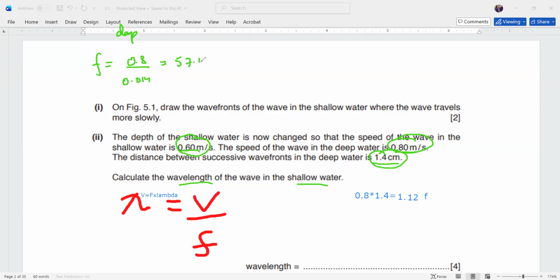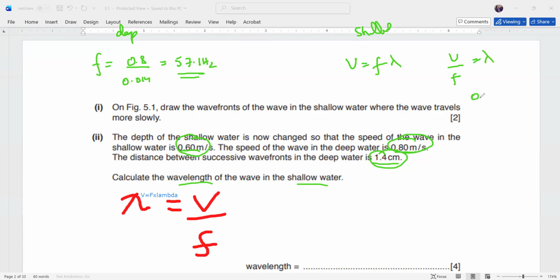57.1 hertz is the frequency of this wave in the deep. What will the frequency be in the shallow? It will also have the same frequency. So again, we use the same formula, v equals f lambda. If I need lambda, it will be speed divided by frequency.